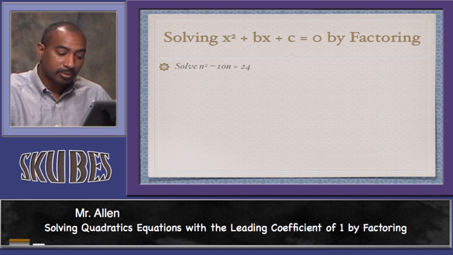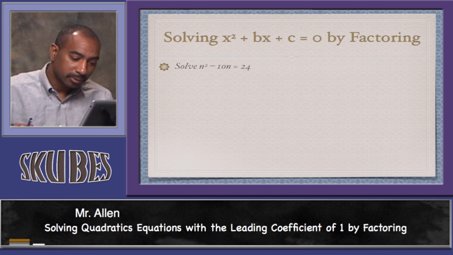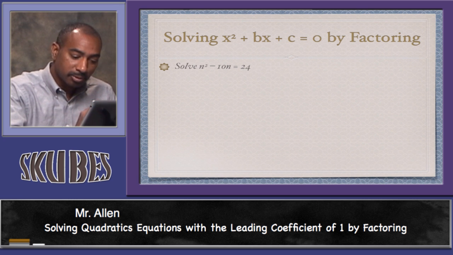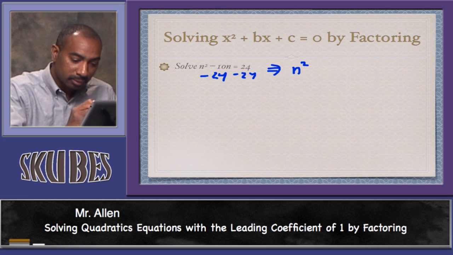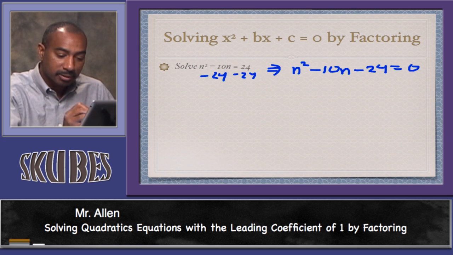All right, solve n squared minus 10n equals 24. First thing you want to do is put that in standard form. So you're going to subtract the 24 from both sides. So now we have n squared minus 10n minus 24 equals 0. And then you go through the same process.